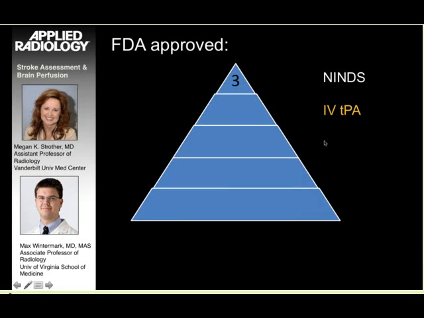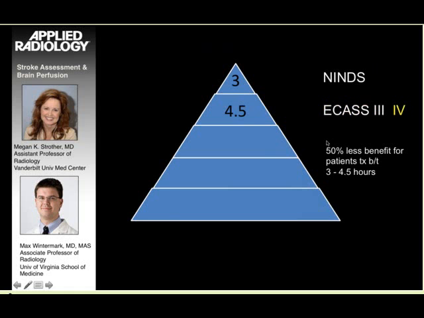Based on the NINDS trial, IV TPA is approved for 3 hours. The more recent ECASS-3 IV TPA trial shows benefit for patients to 4.5 hours. If you take home one message from this talk, I hope it will be to do everything you can to promote speedy treatment for your patients. In the ECASS-3 trial, for example, patients who received treatment between 3 and 4.5 hours had 50% less benefit than patients receiving treatment in the first 3 hours of their symptoms.